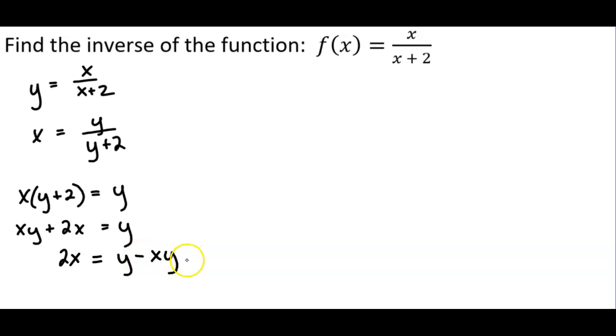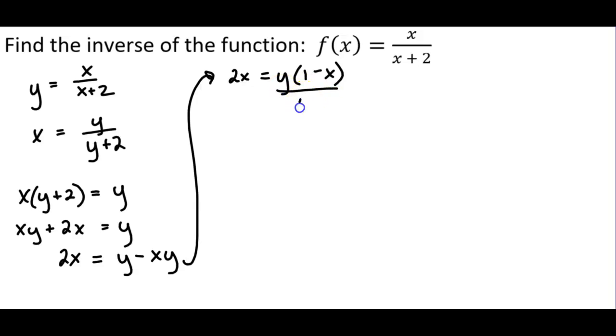Okay, I'm going to take this and come up here. So now I have 2x equals, and the reason why we multiplied things out is that we have 2 terms with y in them, and so we're going to get those 2 terms on one side so we can factor that y out. So it's going to look like y times 1 minus x in this case. And now we only have one y in the expression. We can divide both sides by 1 minus x.